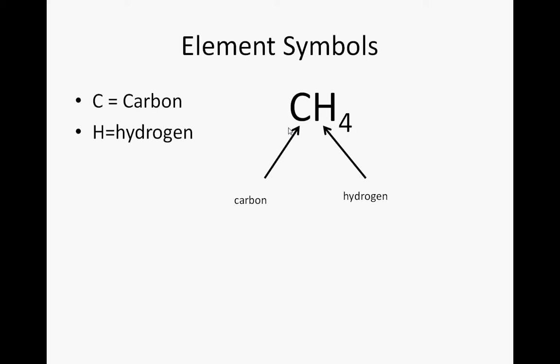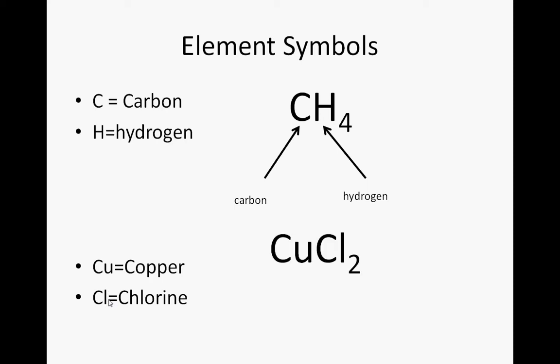So let's look at an example with some lowercases in it. Copper is Cu. You notice the second letter is lowercase. And chlorine is Cl. You notice the second letter is lowercase again. So when we see it in a formula, we know that this part is copper and not carbon and uranium. And we know that this part is chlorine.